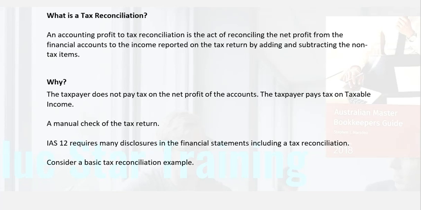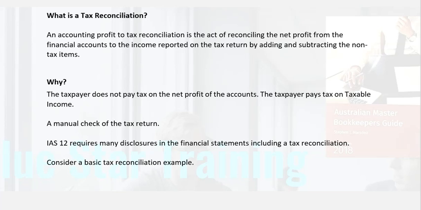Sometimes it's possible for the accountant to miss a tax reconciliation item. So it's a good manual check to verify the tax return. That's one reason to complete a manual tax reconciliation. Secondly, IAS 12 requires many disclosures in the financial statements, including a tax reconciliation.